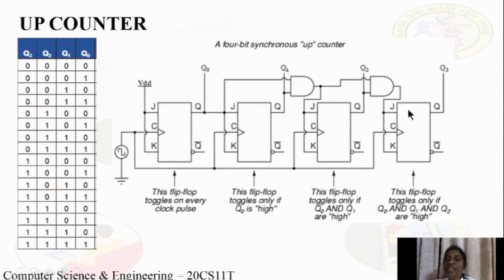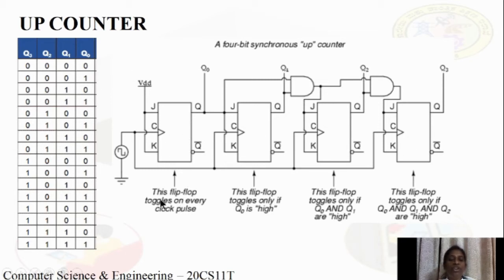So this flip-flop will change its state whenever Q2 and the Q1 and the Q0 values will be 1. Okay, it gets that values. If all these values are 1, output of this AND gate is 1. Then it toggles or it changes its states. Then Q3 value will be changed. So here to construct the up counter according to this logic, we need two AND gates. Two AND gates to toggle.